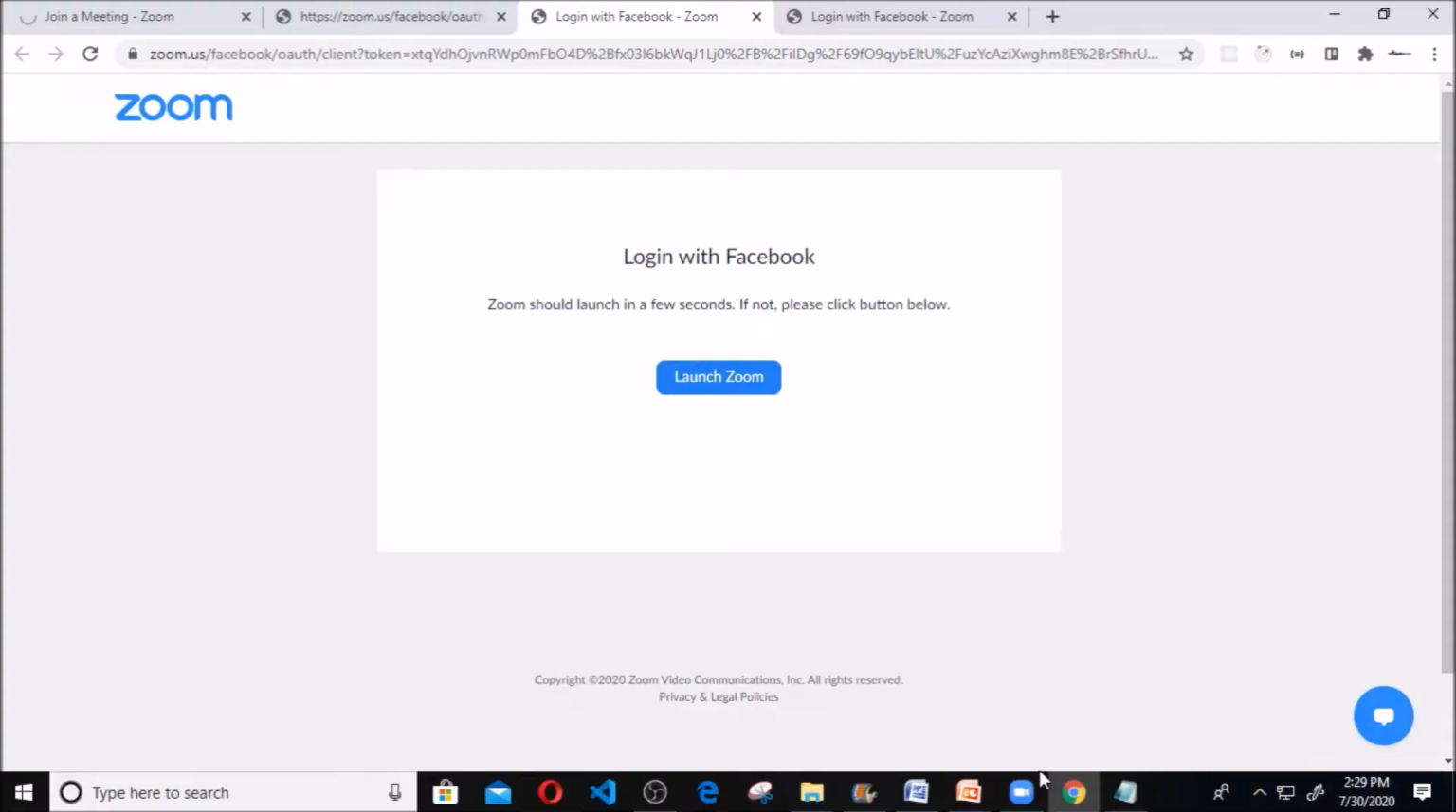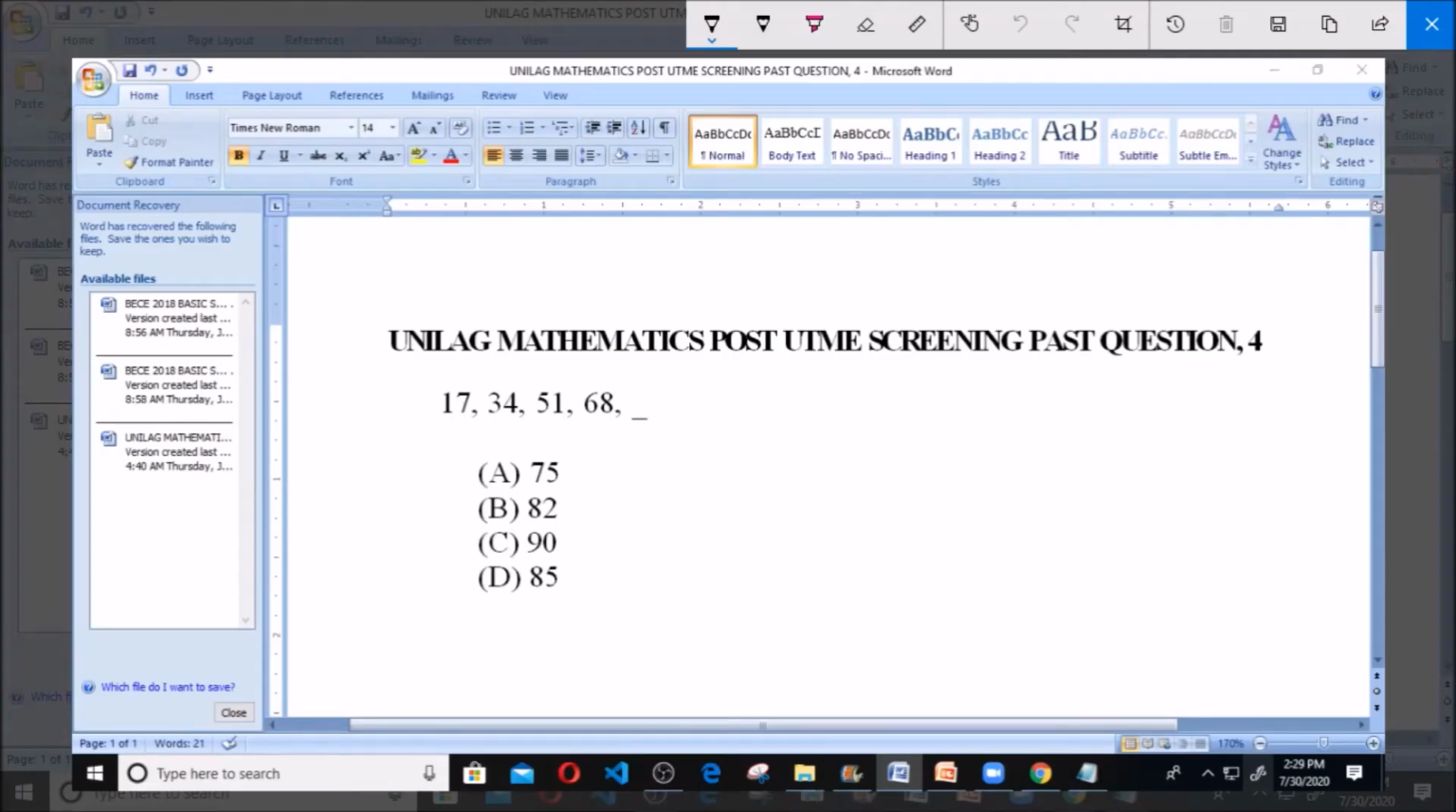Good day and welcome. Today we're dealing with Unilag Mathematics Post UTME screening past question 4. We have values 17, 34, 51 and 68. Now this particular question is asking us for the next value after 68.